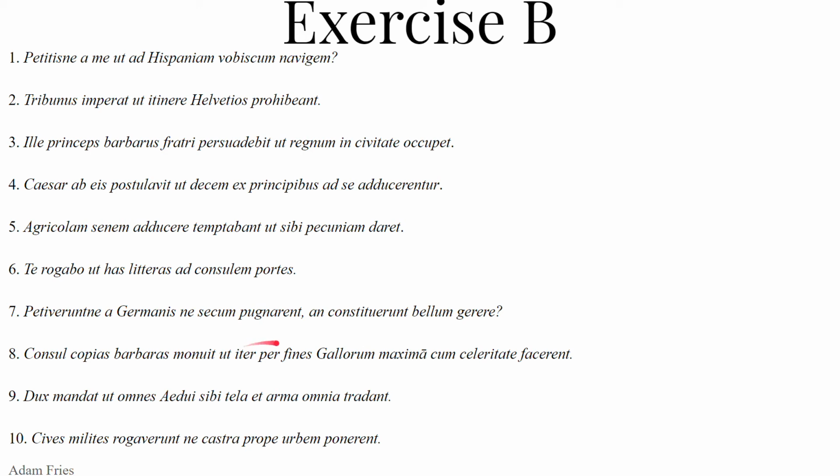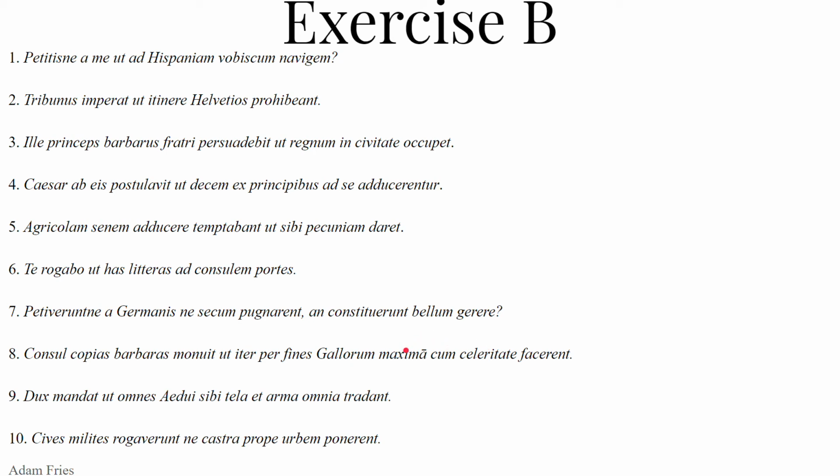A route through the territory of the Gauls. Maxima cum celeritate. This is an ablative of manner. Notice the word order: adjective, cum, and then the noun. The cum is optional. If you have an adjective modifying the noun, the cum is optional. However, if there were no adjective, if it were just cum claritate, you must have the preposition.